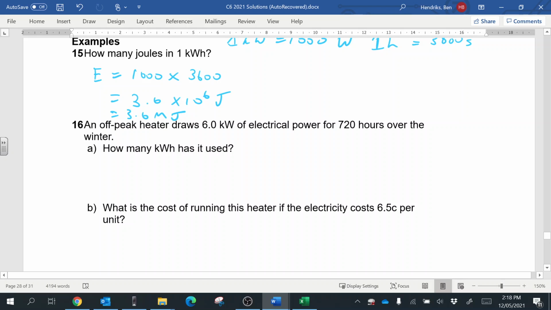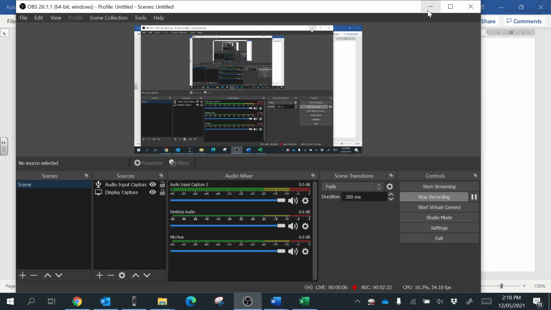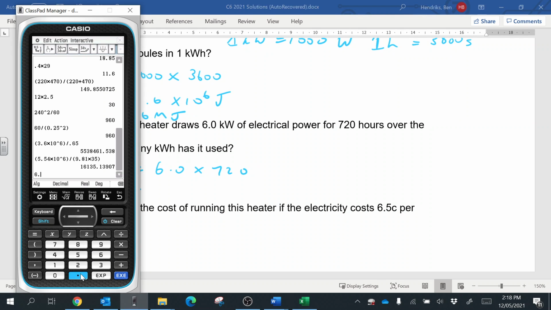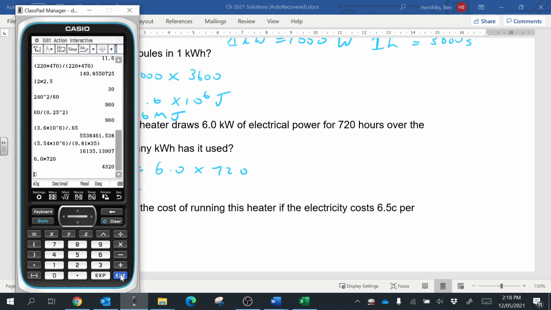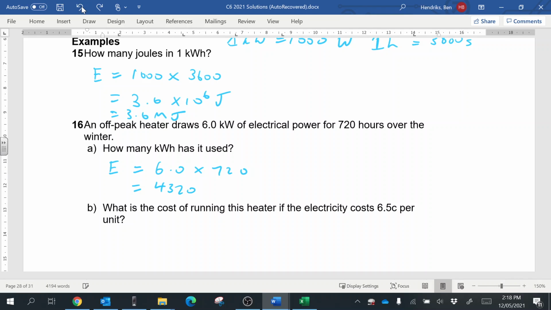An off-peak heater draws 6 kilowatts of electrical power for 720 hours over the winter. How many kilowatt hours has it used? Well, energy is equal to 6.0 times 720 hours. If we go to our calculator, we have 6.0 times 720, and that is equal to 4,320 kilowatt hours.